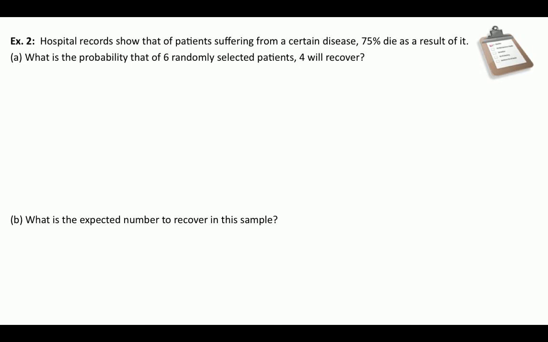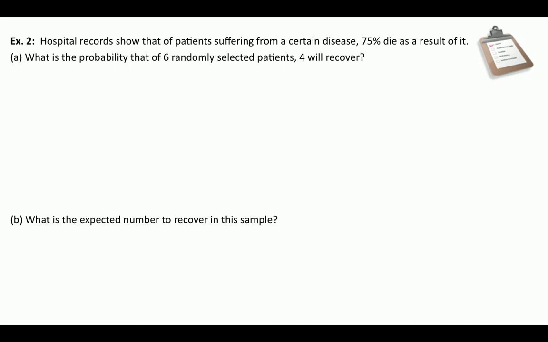Right, so if 75% of patients are dying as a result of this disease, let's say we go around and select 6 of these random patients that all have the disease. What's the probability that 4 of them are going to get better? It should be low, right? Because 4 out of 6 is a pretty high number considering 75% die as a result. But we can look at this and say, all right, well, it's independent.